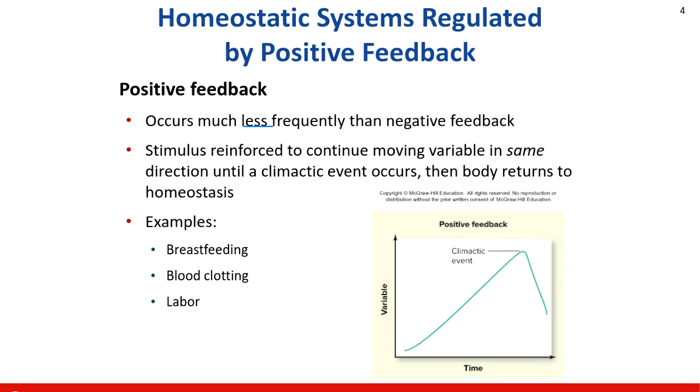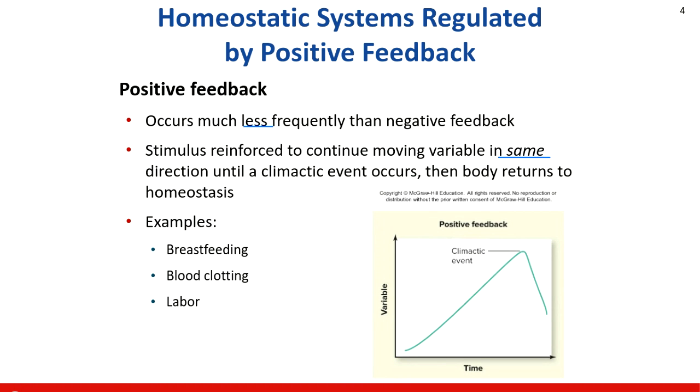So what happens in this feedback loop is the resulting action is always going to be in the same direction. We say that the stimulus is reinforced to continue moving in the same direction until what we refer to as a climactic event occurs. So the examples here, you've got breastfeeding, blood clotting, labor.